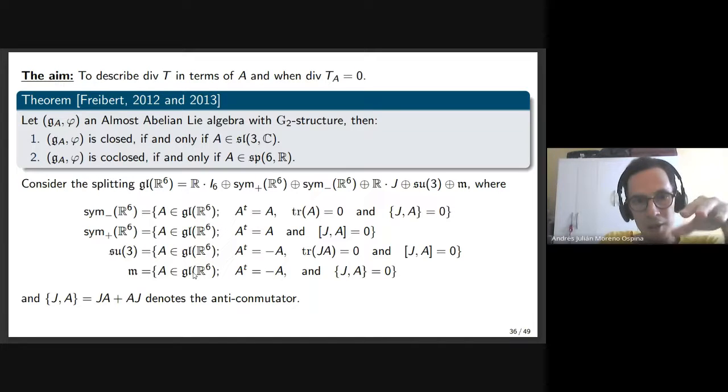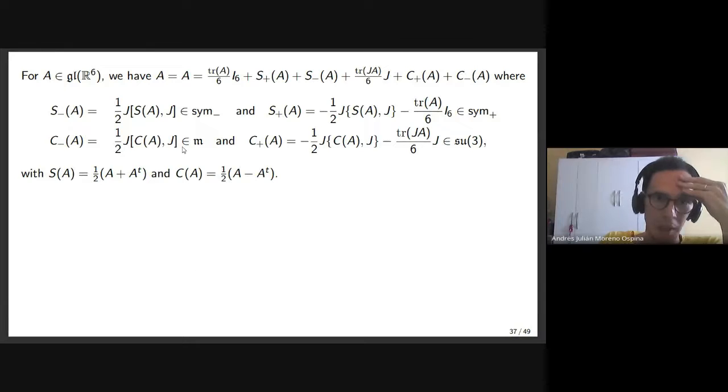So using this decomposition, we wrote the matrix A. We wrote the matrix for each one of those components, where S plus means the component in the symmetric part that commutes with J, S minus the traceless symmetric part that anti-commutes with J, and we did the same thing for the skew-symmetric part.